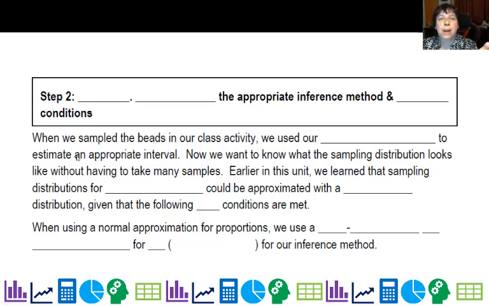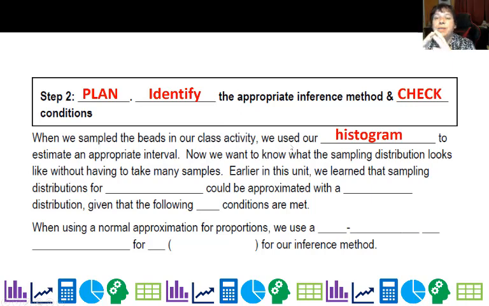After you state the parameter you're trying to estimate, you need to have a plan. So one step is to identify the method that you're going to use. We are currently learning our very first method, and I'll give you the name in a second. But before we can use this method, we have to check the conditions to make sure that we can. So when we sampled the beads in our class activity, we used a histogram to estimate the confidence interval. So we could say, oh, okay, our histogram goes from here to here, so that's probably where our proportion is. And that's a good way to do it.